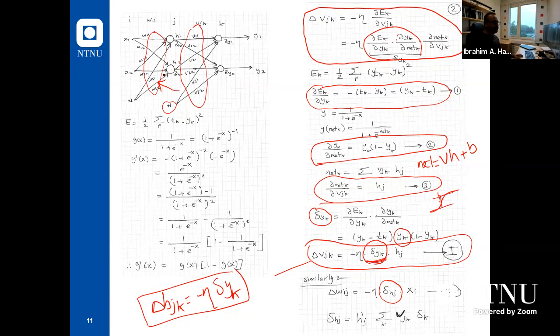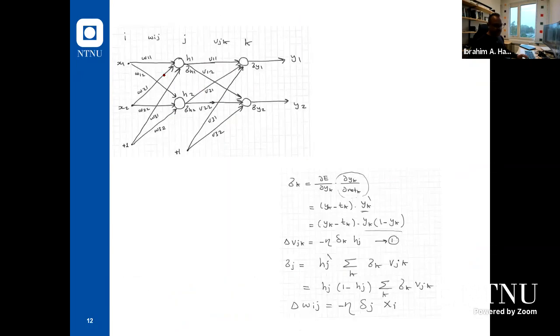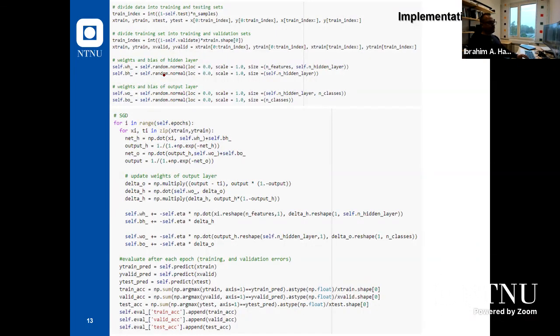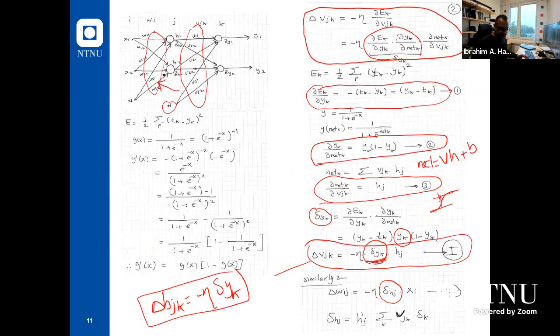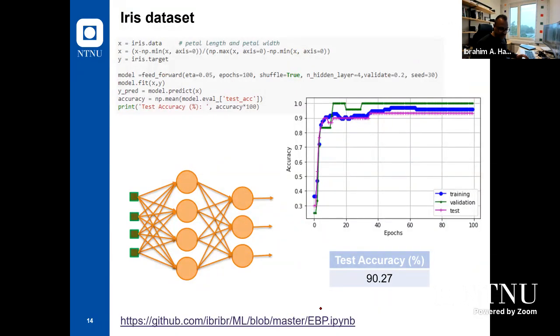So do you have any questions about this error backpropagation algorithm? The next part is just implementing it. I implemented it by myself, in fact, and I'm also sharing the code with you. This one is error backpropagation, and I applied it to the Iris dataset.